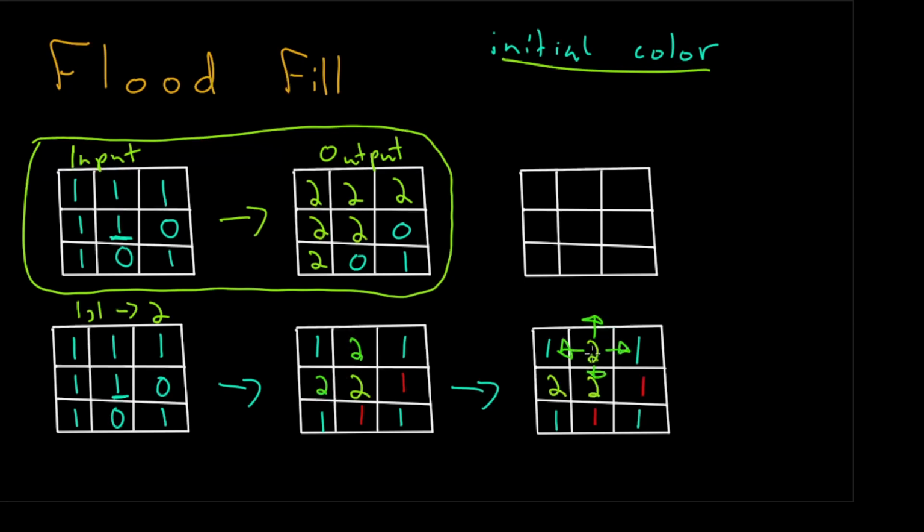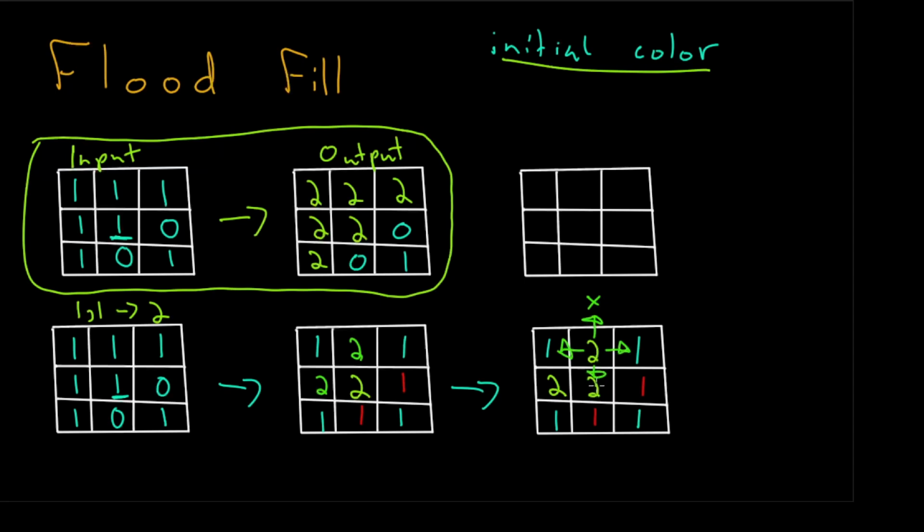So if we look at this 2 here, can we expand up here out of bounds? Well, of course not. We cannot expand out of bounds. Can we expand to the left? Yes, we can, because it is the same color as the initial color that we started on, the 1. And we can also do the same to the right, but can we expand down below?